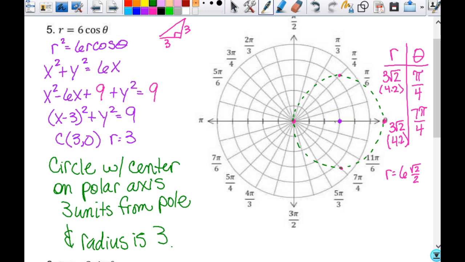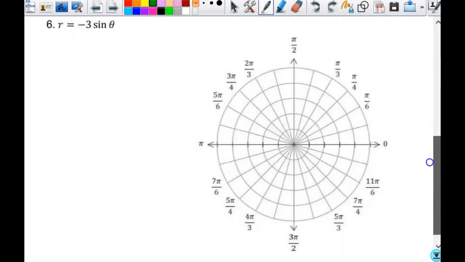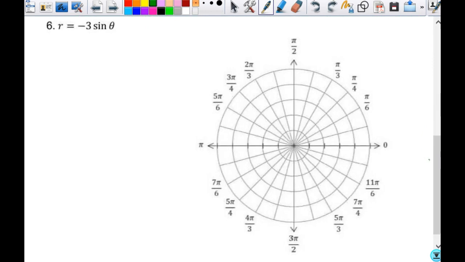Any questions? I want you to work on converting this one. I'm going to go check roll, and then we'll talk about it.